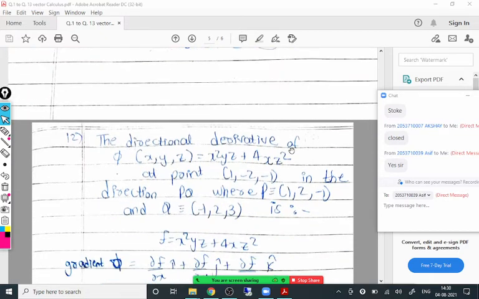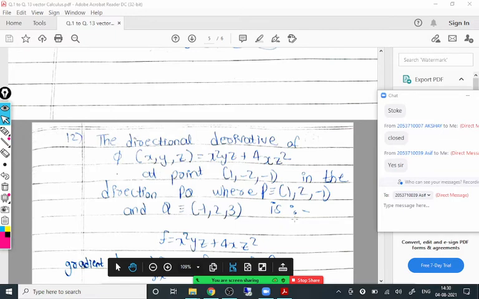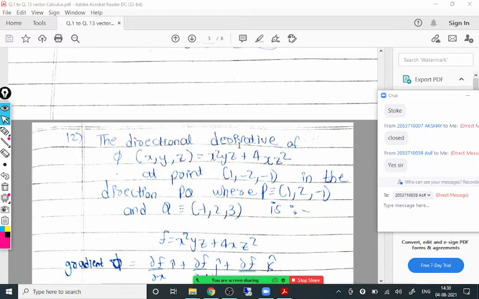Question 12, the directional derivative of phi at the point 1, minus 2, minus 1 in the direction of PQ is. This is one of the examples, a little lengthy calculation. We want a directional derivative, so the keyword appeared again. Directional derivative indicates a gradient only.